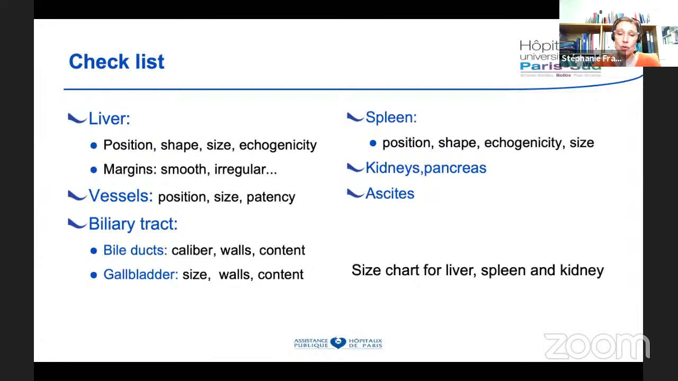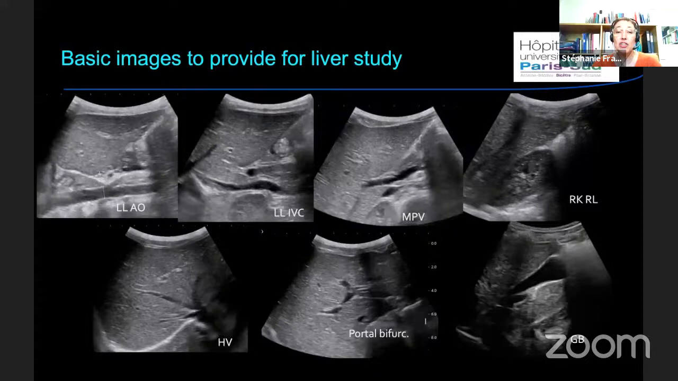hepatomegaly. Here are the basic images I like to provide when I give the report of a liver study, even if it's normal. You have to get the left lobe of the liver on the sagittal view in front of the aorta, left lobe in front of the IVC. Then you go a little bit on the right and you turn the probe and it gives you the main portal vein. Going right again, you have the right liver and the right kidney. This allows you to compare the echogenicity of the liver with the renal cortex to know if it is normal echogenicity or abnormal and to see the size of the liver.